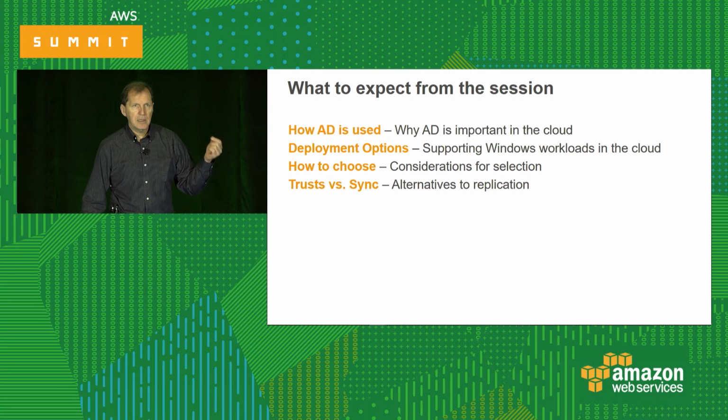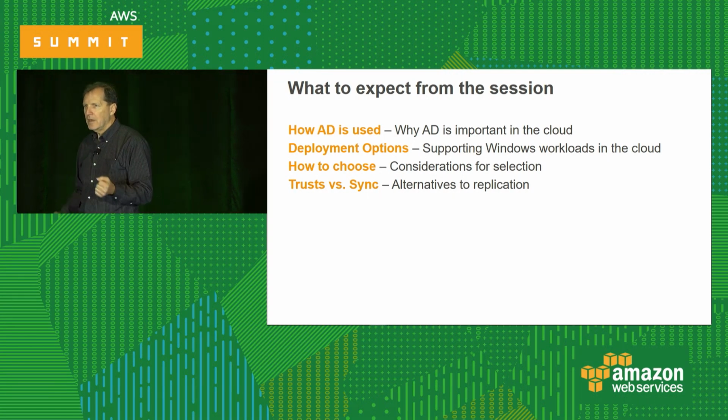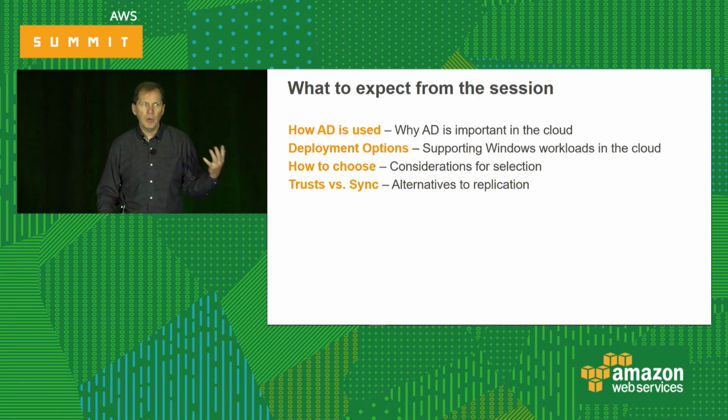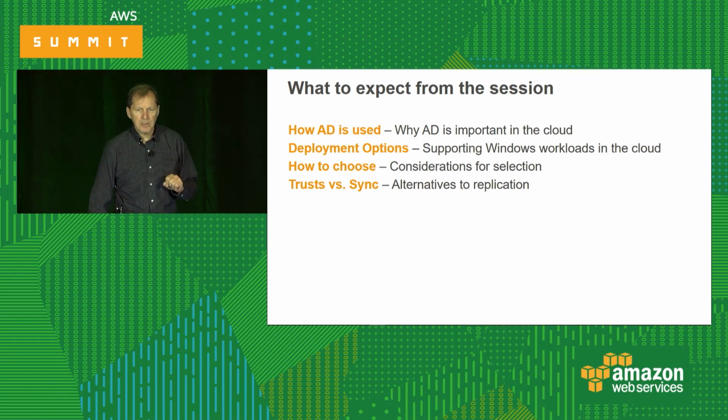So we're going to cover a little bit of context about how AD is used, deployment options for how to get AD into the cloud, how that works with AWS applications and so forth, and how to choose. What are the considerations of, do I choose a managed service or do I put AD on an EC2 instance? And then we're going to also talk a little bit about trusts and synchronization as alternatives for replication.